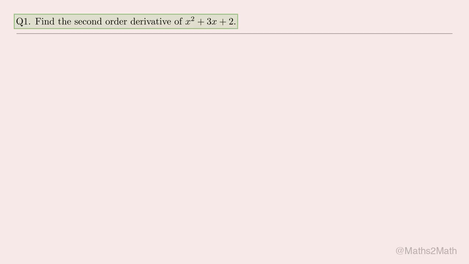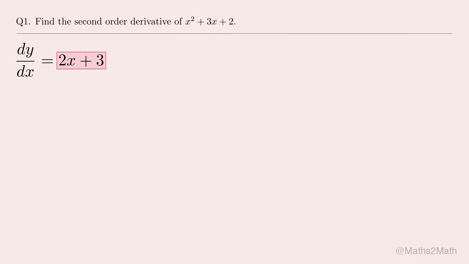Question 1. A quadratic. Differentiate twice and watch it flatten to a constant. The second derivative is the derivative of the derivative. First derivative, 2x plus 3. Differentiate again, the constant 3 vanishes.